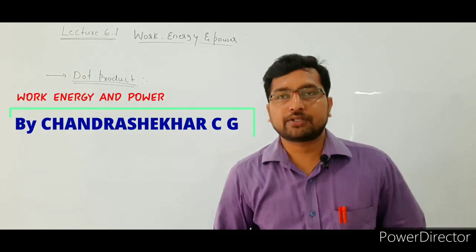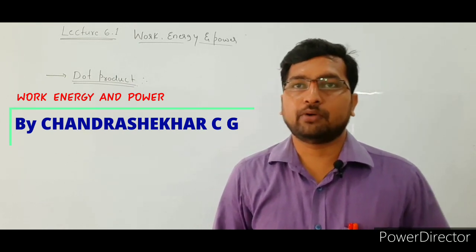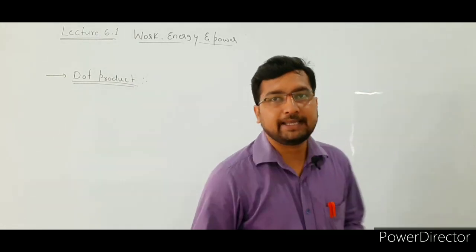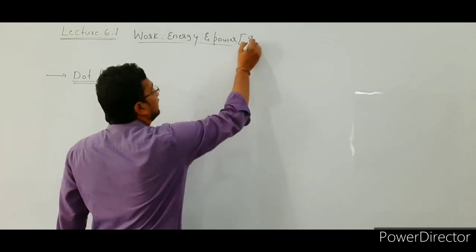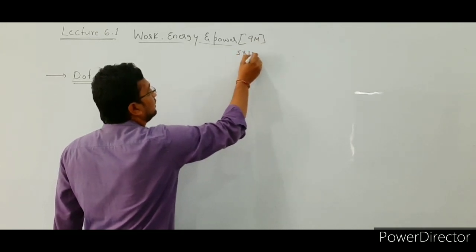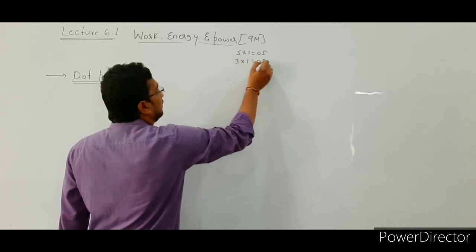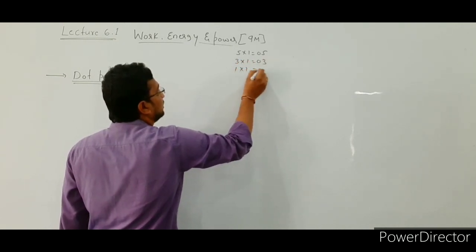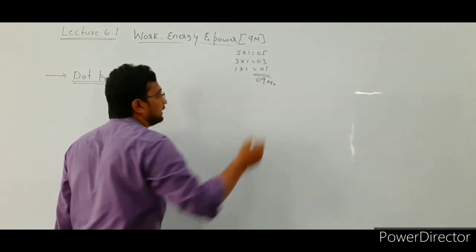Today we are going to start the new chapter Work Energy Power. The weightage of this chapter is 9 marks. In the examination they may ask a 5 marks question, a 3 marks question and a 1 mark question. The total is 9 marks.